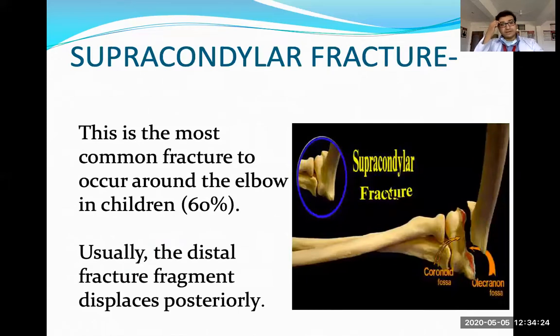Now the second applied topic is supracondylar fracture. जैसे ये नेम सजेस्ट है, सुप्राकोंडाइल मींस condyle, supracondyl का fracture. This is the most common fracture to occur around the elbow in children, around 60%. Usually the distal fracture fragment displaces posteriorly. जो इसका fracture होता है वो posteriorly displace हो जाता है. You can see over here in the diagram, supracondylar fracture.